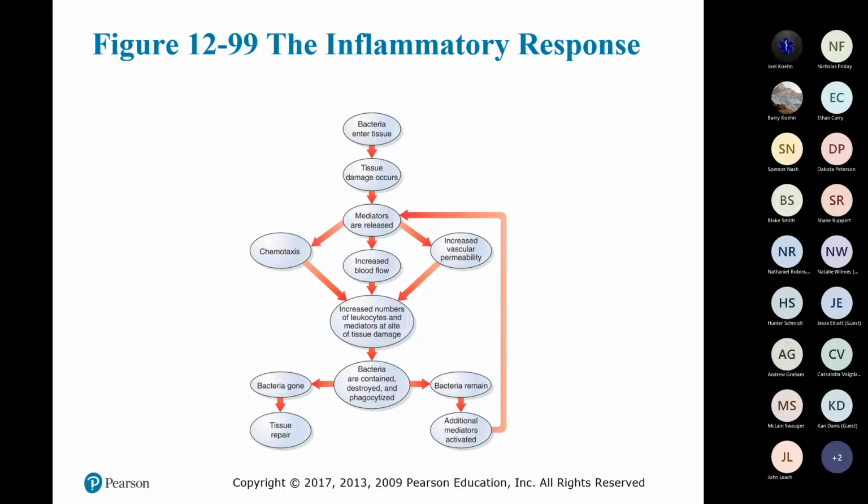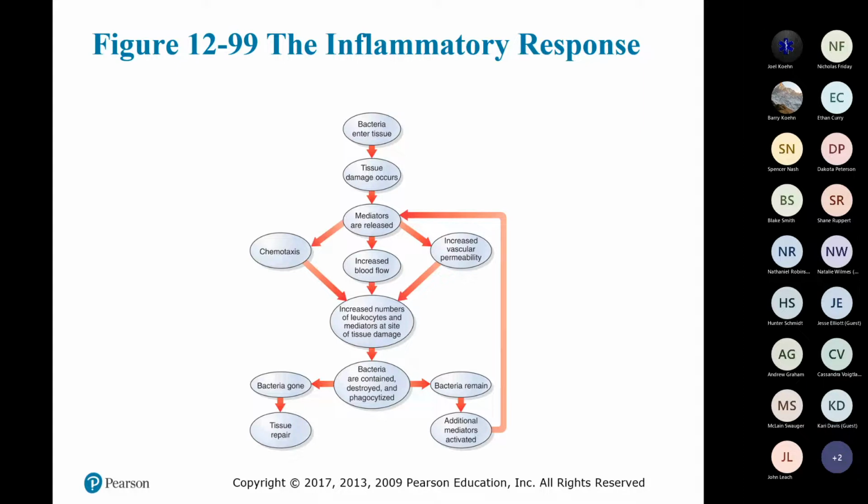Little diagram here as to how our inflammatory process works. So initially, bacteria enters the tissue. It begins to damage our tissues itself. At that point is when our body recognizes there's a problem, right? It releases what are called mediators. These mediators increase blood flow to the area. They increase blood flow because now we can get more red blood cells and more white blood cells to the area a lot faster.